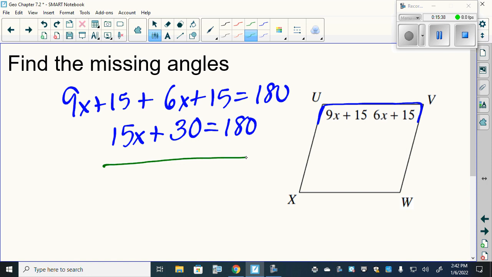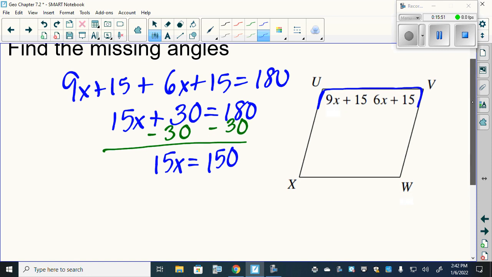Then we can subtract 30 from both sides, telling us that 15x is equal to 150, and lastly we would divide both sides by 15, telling us that x is equal to 10.